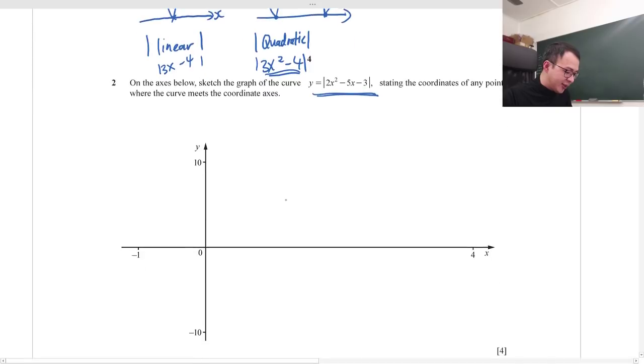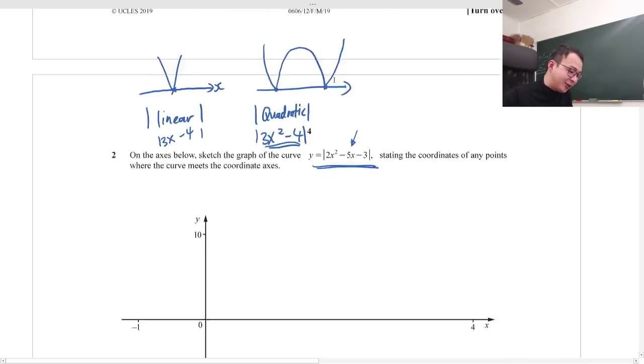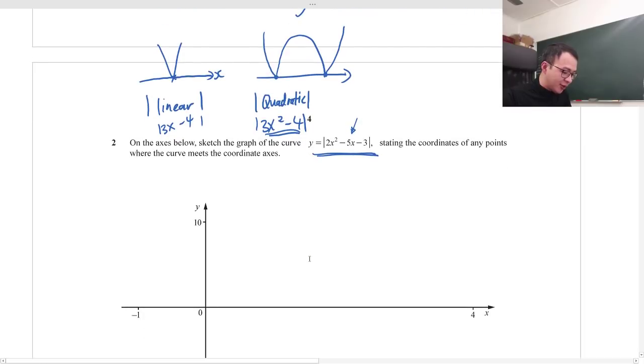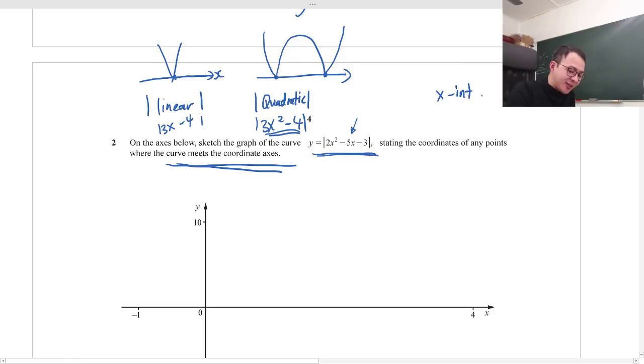Alright, so in this case, you can check inside the modulus here, the highest power of x is 2. So therefore, I know right now we have to draw the second type, because it's a quadratic. So for quadratic, normally the question always asks you to find the curve which will meet the coordinate axis. That means you need to find the x-intercept and y-intercept. How do we find the x-intercept? The x-intercept basically will make y equal to 0. In order to find the y-intercept, we'll make x equal to 0.